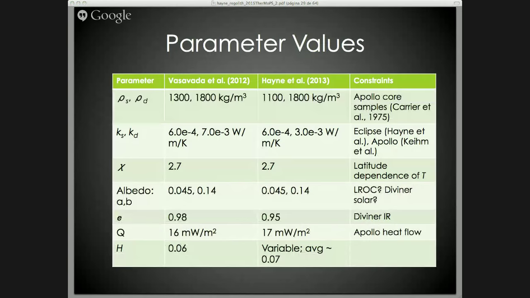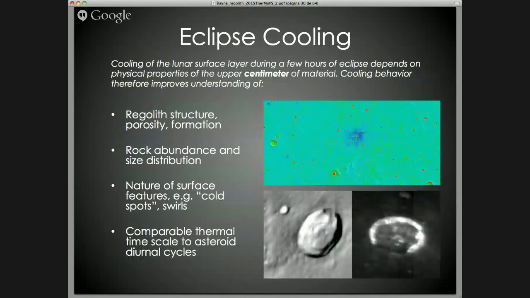Okay, I don't think I have time to really do this, but we also have observations of lunar eclipse cooling. And this is, again, important because that eclipse thermal wave only penetrates to a centimeter or so. You get a good constraint on that upper layer. And again, it's comparable to, if you have an asteroid that's rotating with a period of a few hours, that's comparable to the temperature wave that we're measuring here. And so this really provides a good boundary condition on our model that we can't really get with the lunar diurnal data, because that's sensing what's going on in the upper tens of centimeters. It doesn't really isolate that upper surface.